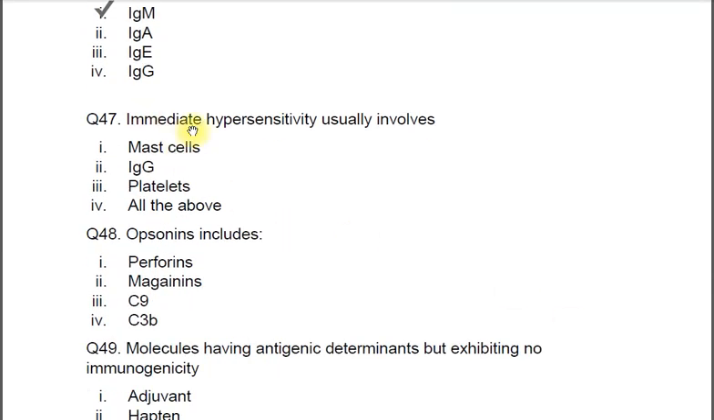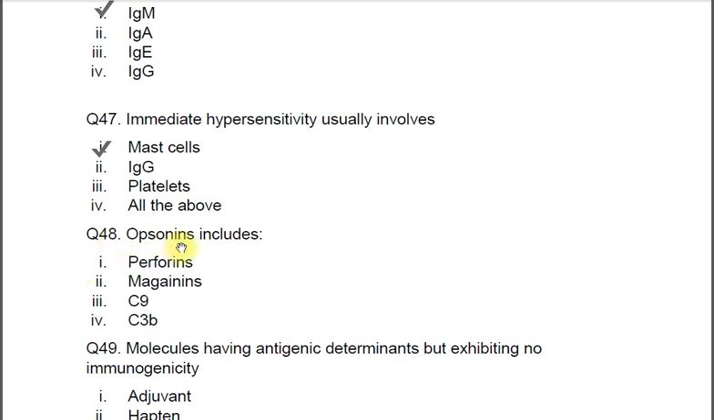Question 47. Immediate hypersensitivity usually involves 1 mast cells, 2 IgG, 3 platelets, 4 all the above. So here the answer which is correct is the mast cells.